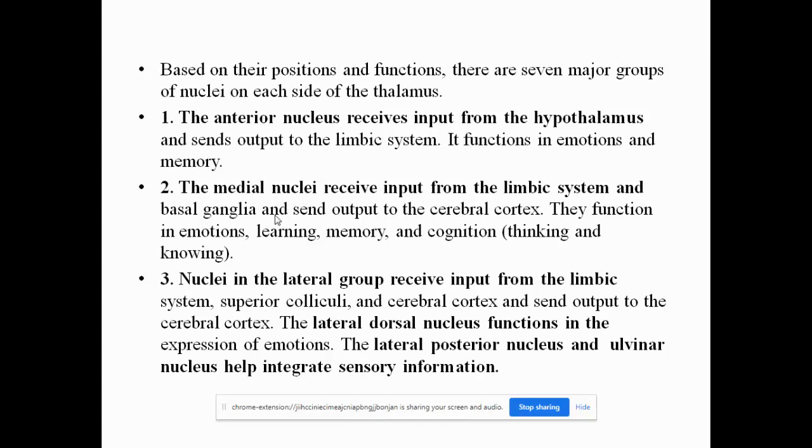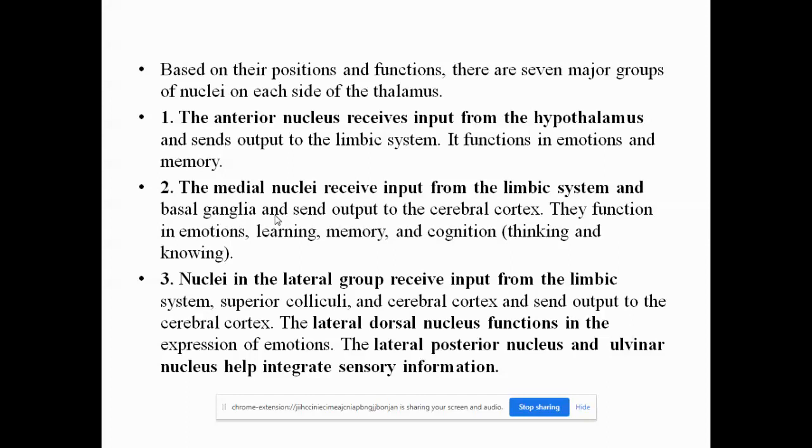This receives input from the hypothalamus and sends output to the limbic system. So, the important function of the anterior nucleus is emotions and memory. The next one is the medial nuclei. This receives input from the limbic system and basal ganglia and sends output to the cerebral cortex. Their functions include emotion, learning, memory, and cognition, that is, knowledge and thinking.